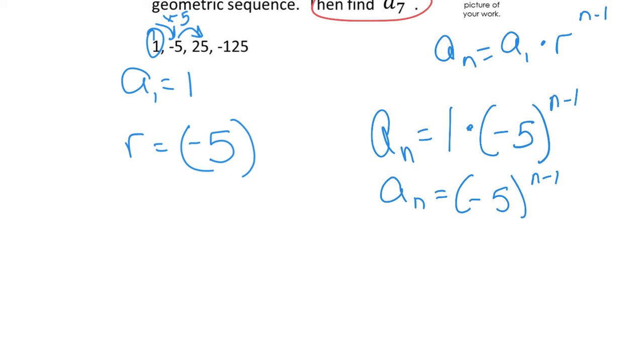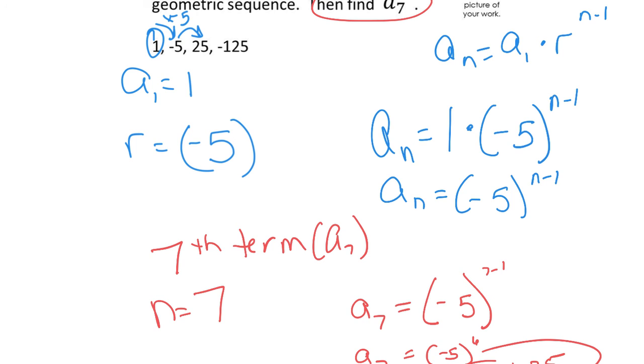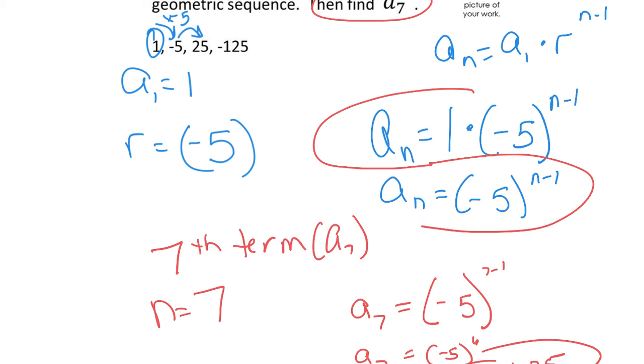Okay, now the second part. So they want to find the 7th term, which is a subscript 7. So now I know n equals 7. So a subscript 7, the 7th term, is equal to negative 5 to the 7 minus 1 power. Negative 5 to the 6th power. So I'm using my calculator. I type in negative 5, an exponent of 6, and it tells me that my 7th term is 15,625. Okay, so that's actually my answer to the second part.